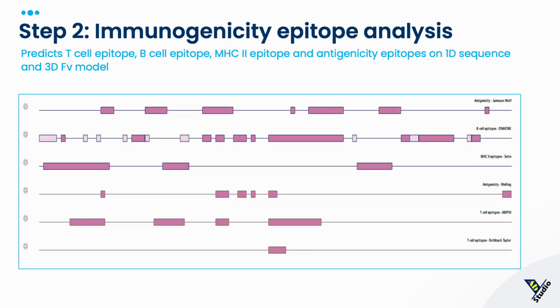This is step 2. After a model is built up, we will mark antigenicity epitopes on the FV model. We have licensed software to predict T-cell epitopes, B-cell epitopes, MHC epitopes, and antigenicity epitopes.